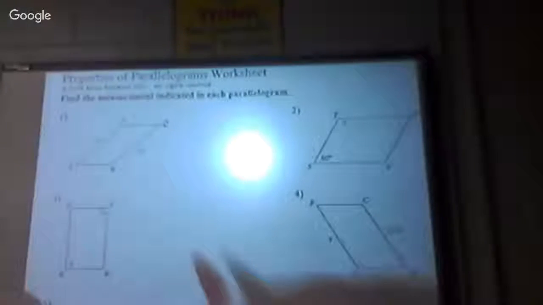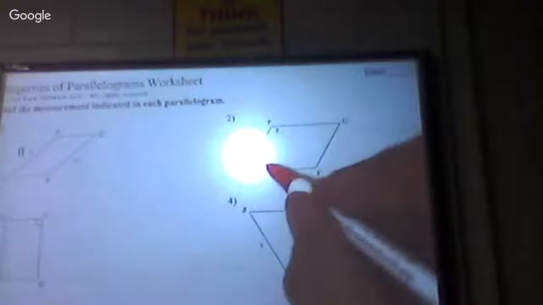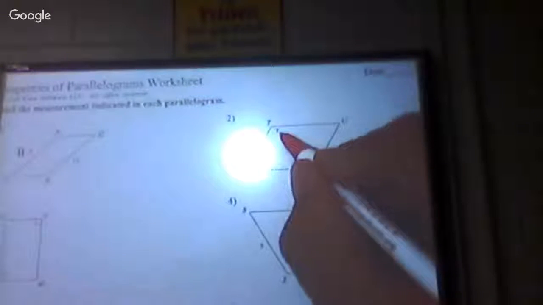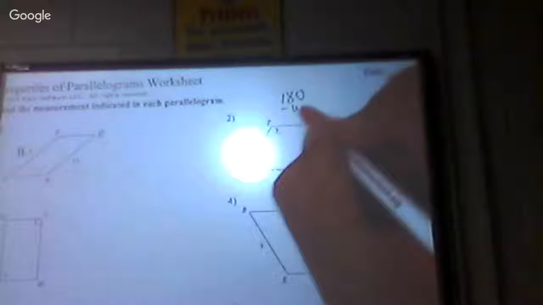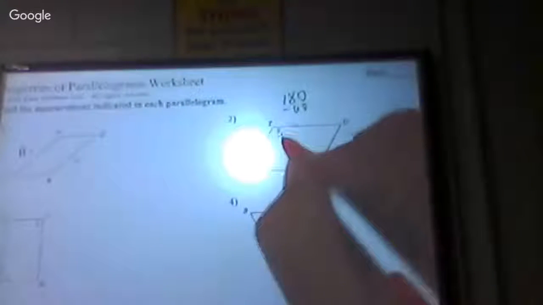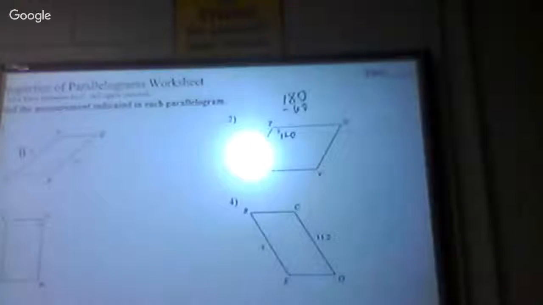Remember, opposite sides are congruent on a parallelogram. This worksheet's properties parallelogram worksheet. So if this is 11, the opposite side is 11 because opposite sides are congruent. Angles that are beside each other, like in number 2: if this one's 60, this one's 180 minus the consecutive angle, which is 60, which is 120 degrees.